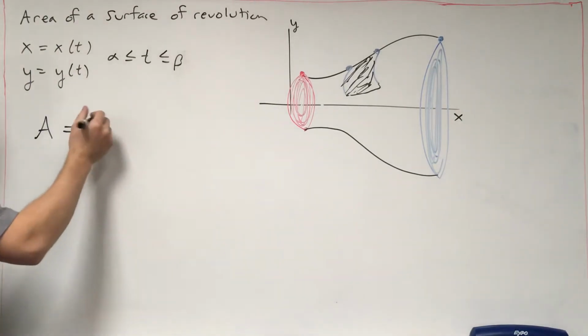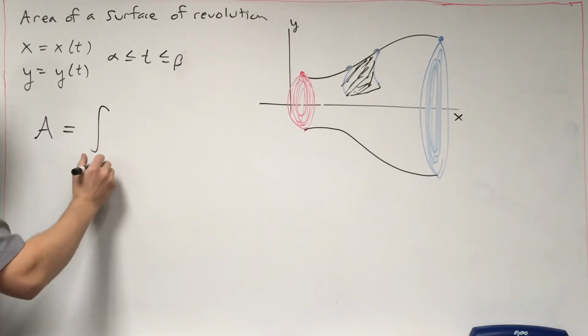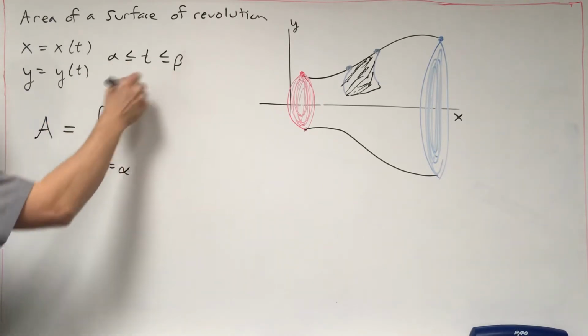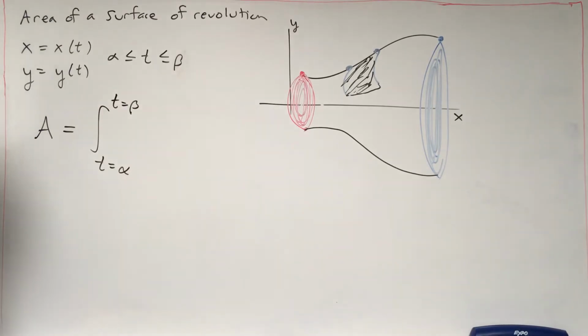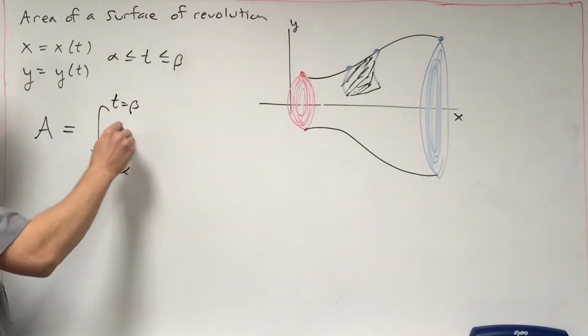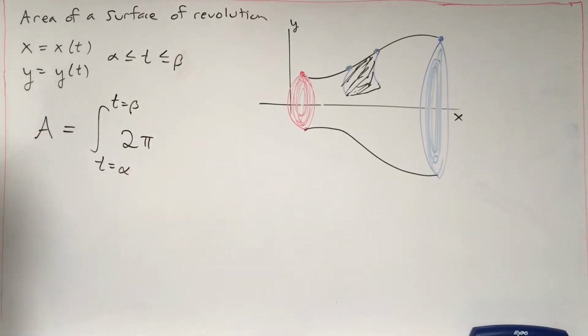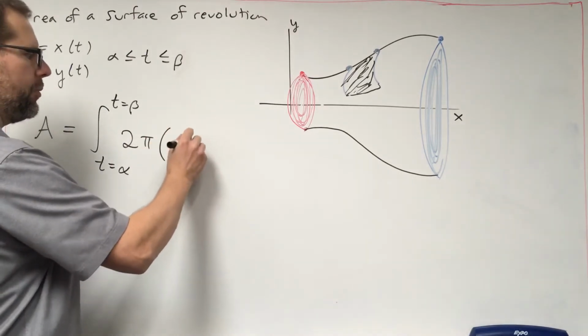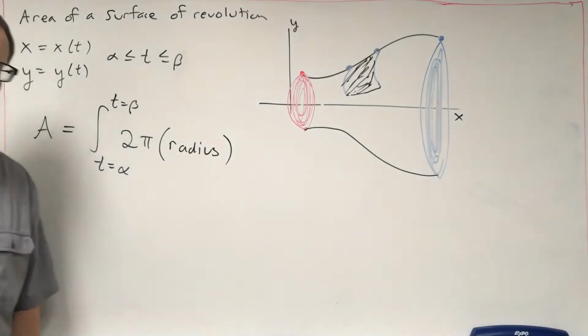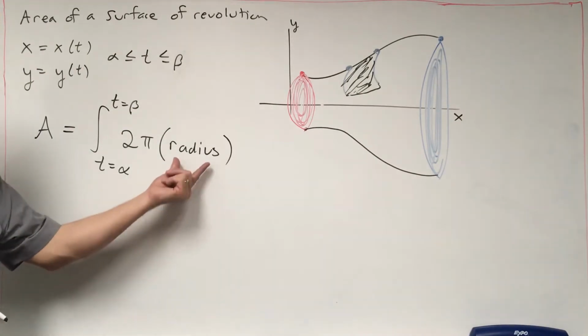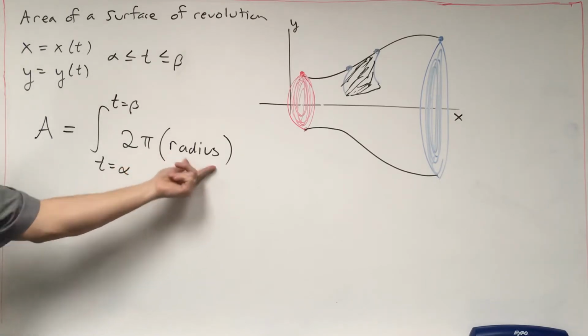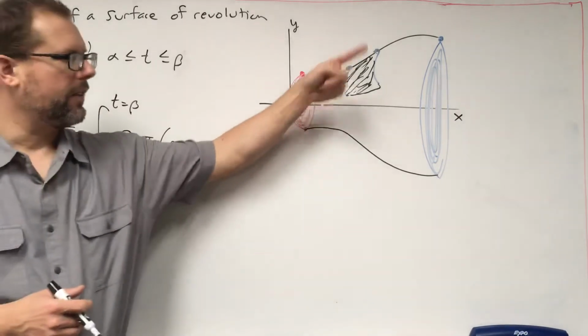Okay, so the area that we're going to be interested in is going to be the integral from t equal alpha to t equal beta. And as before with the cylinder, we're going to have a 2 pi. And then we're going to have a radius. I'm going to write in English in parentheses the word radius, because different scenarios are going to require different things to go inside these parentheses. So 2 pi times the radius, that's kind of like a circumference. That's giving you the distance around.